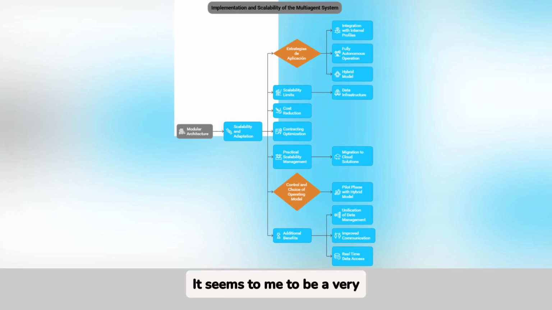It seems to me to be a very flexible solution. What additional benefits do we expect from extending this system to other areas? In addition to cost reduction and resource optimization, the scalability of the system will allow us to unify the management of data and processes throughout the organization.